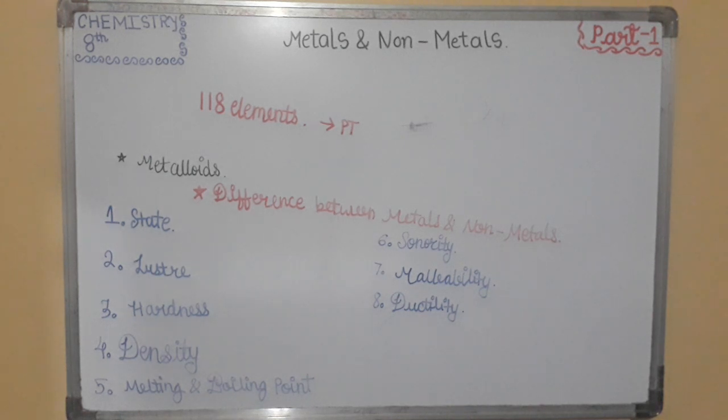Ninth is conductivity. Metals are good conductors of heat and electricity, exception tungsten. And non-metals are not good conductors. They are poor conductors of heat and electricity, exception is graphite.